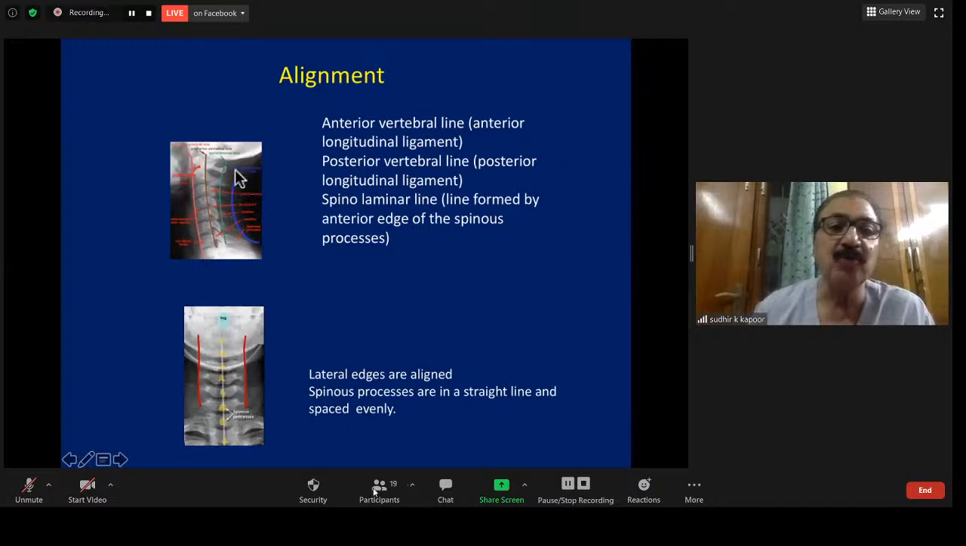In the lateral view, these three lines are seen. In the AP view, the spinous processes are in one line. If any spinous process is deviated, it may indicate a local pathology. And you must see whether the lateral edges of the vertebra are aligned or not. So this alignment is checked both in the lateral view and the AP view, as I have described.